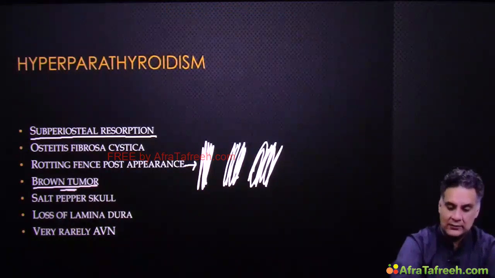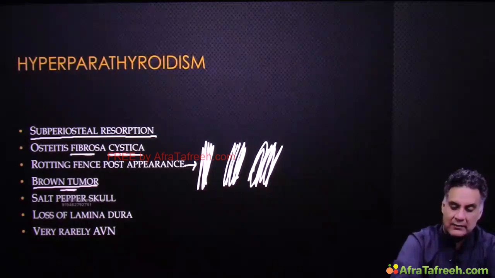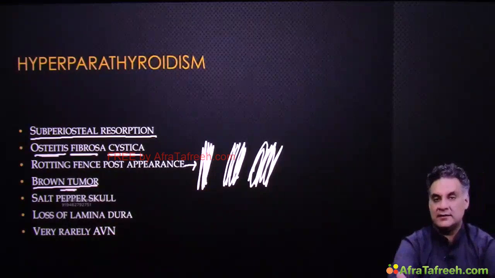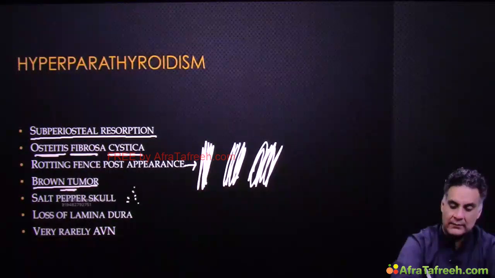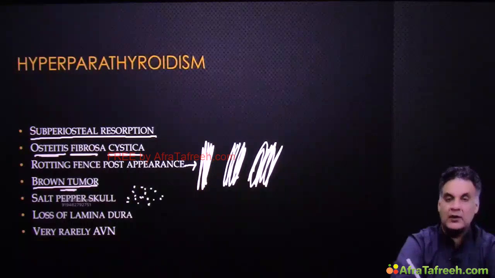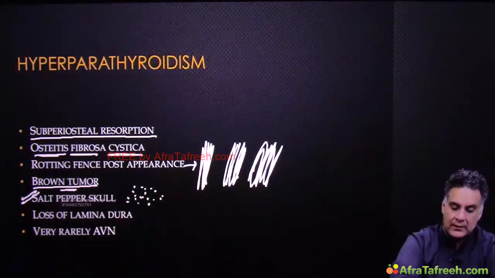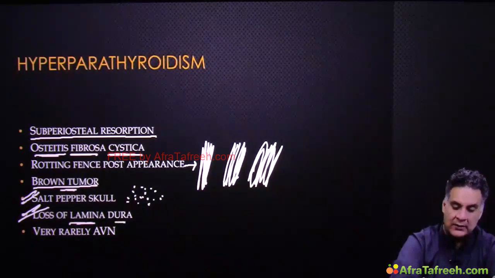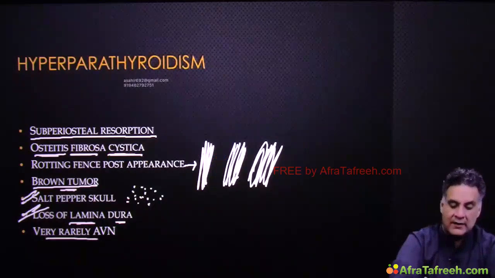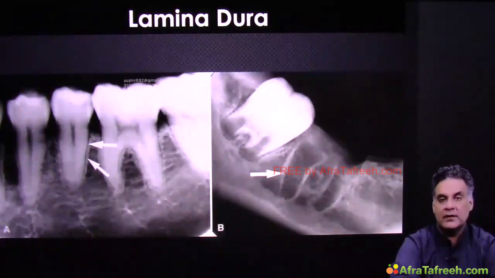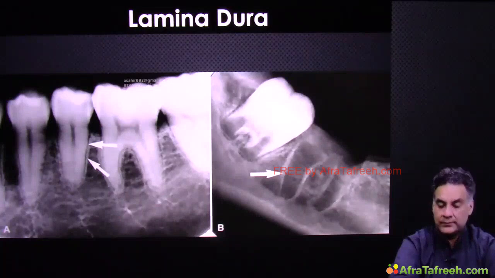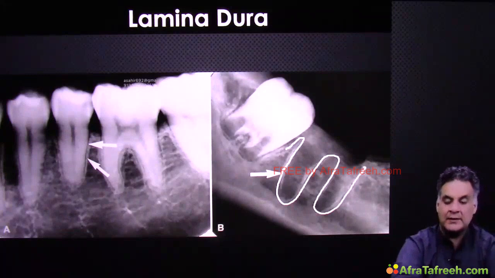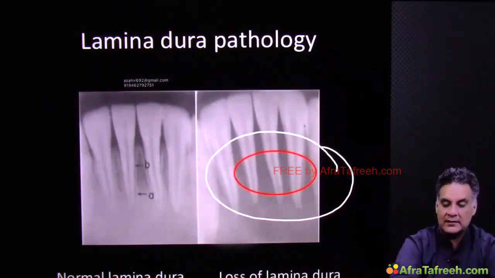These lytic cavities are also called cysts, filled with fibrous tissue, so fibrosa cystica in the bone, osteitis fibrosa cystica. There are dots on the skull, called salt and pepper appearance. There is loss of lamina dura. What is lamina dura? It has got nothing to do with lamina or dura. We'll talk about it. And very rarely, avascular necrosis. When I look at the tooth, the lining of a tooth socket is called lamina dura, and in hyperparathyroidism, this lining is gone.